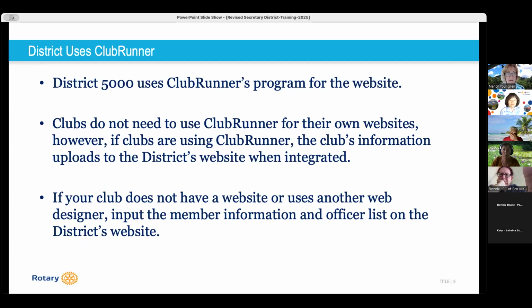So the District 5000 uses Club Runner. You don't need to use Club Runner, but if you don't use Club Runner, then you do need to go to the District Club Runner website in order to update things like member information. If your club does use Club Runner for its website, then it automatically will go into the district website. So that saves a step.